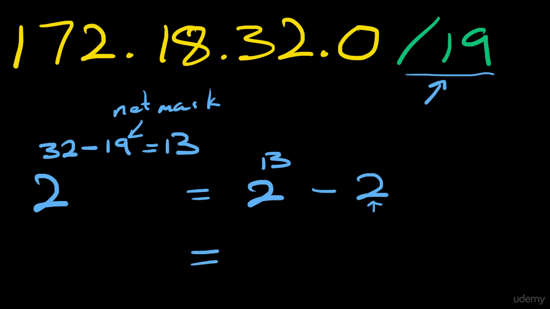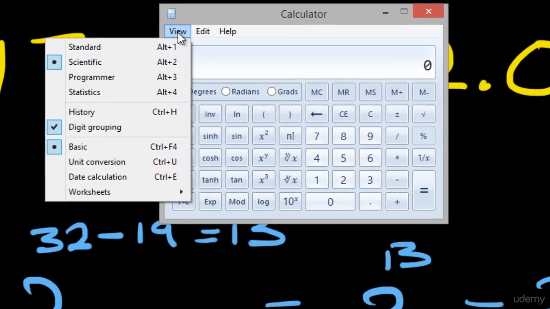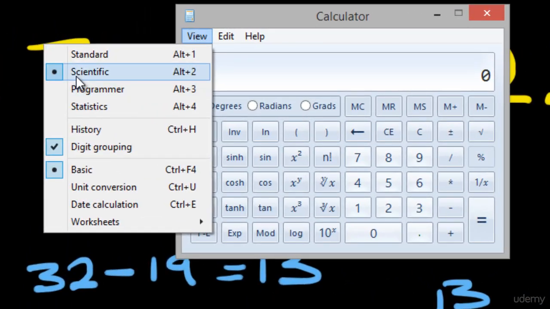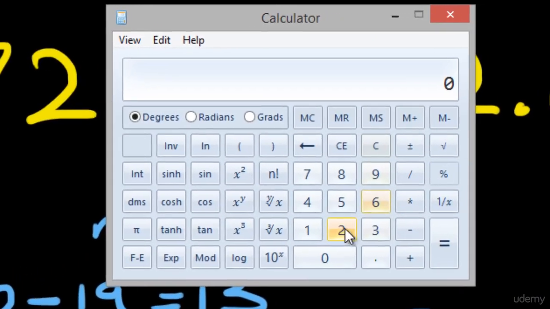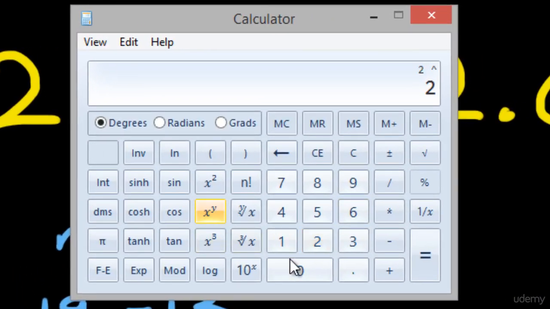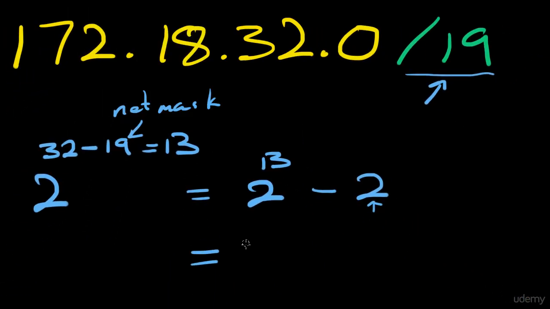Let us bring the calculator into this. Remember, we have to put the calculator in scientific mode, and then we enter 2, x to the y, and we enter the exponent of 13, so this is 2 to the power of 13. We can press equals. It equals 8,192, and then of course we minus 2 from this, and the answer is 8,190.